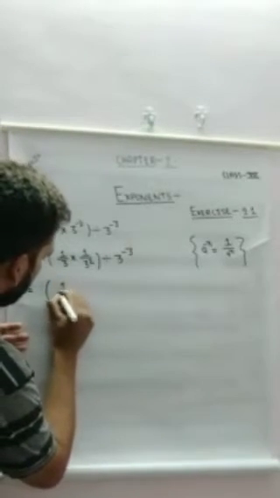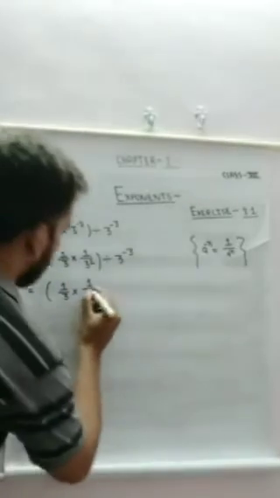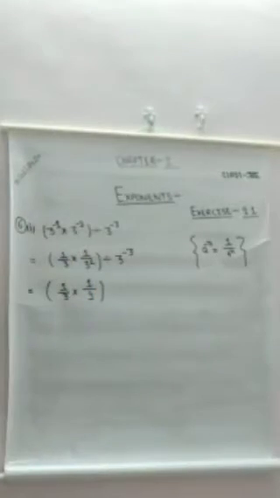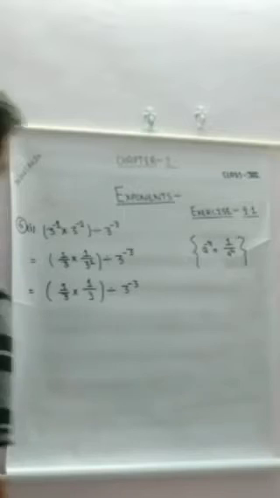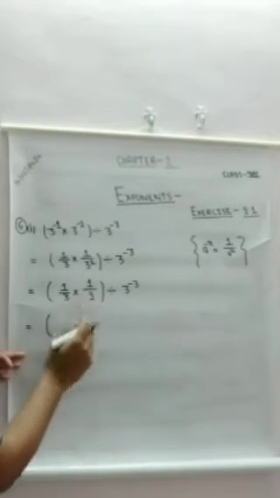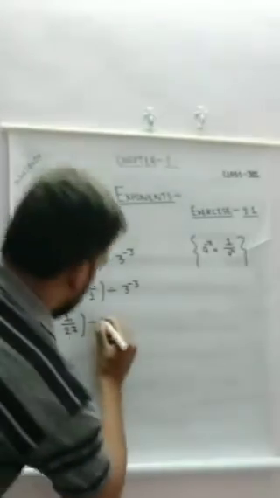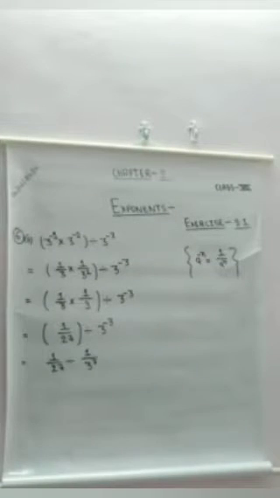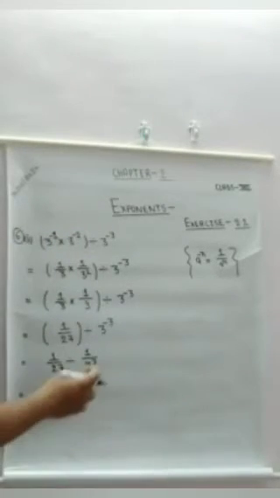1 upon 3 into 3 square, we get 9, divided by 3 raised to the power minus 3. 1 upon 3 into 1 upon 9, we get 1 upon 27, divided by 3 raised to the power minus 3, which is 1 upon 27 divided by 1 upon 3 raised to the power 3, we get 27.